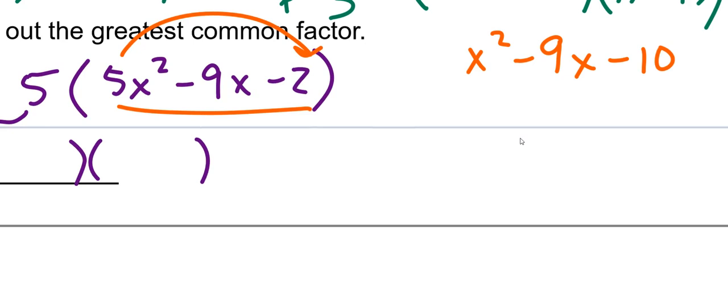Oh, I lost my power cord. Oh, yeah, somebody unplugged me.